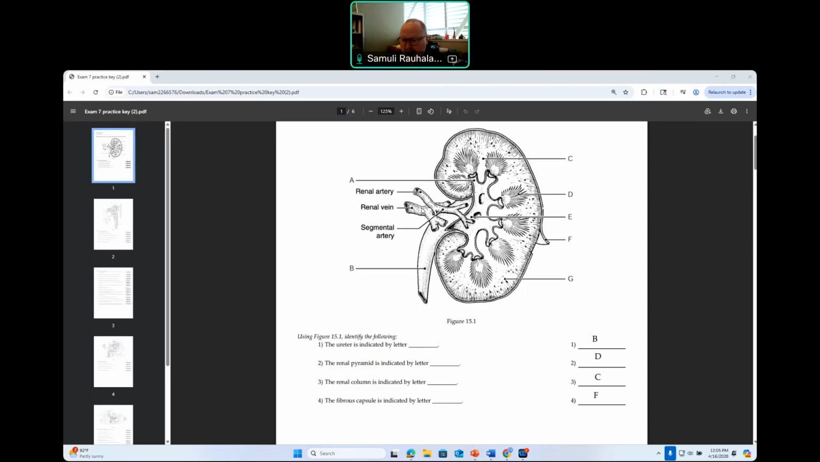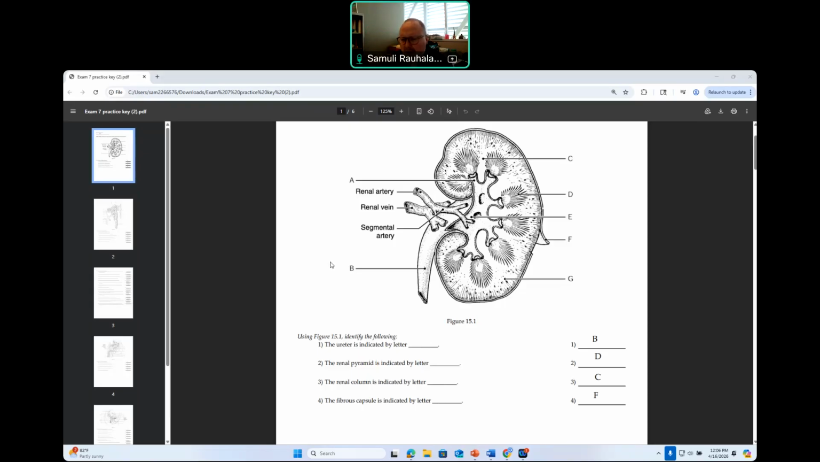From this area on the medial aspect, we also see the ureter coming out. This is indicated with letter B and pointed out in question 1. And it will run all the way to the urinary bladder, where the urine is then held.